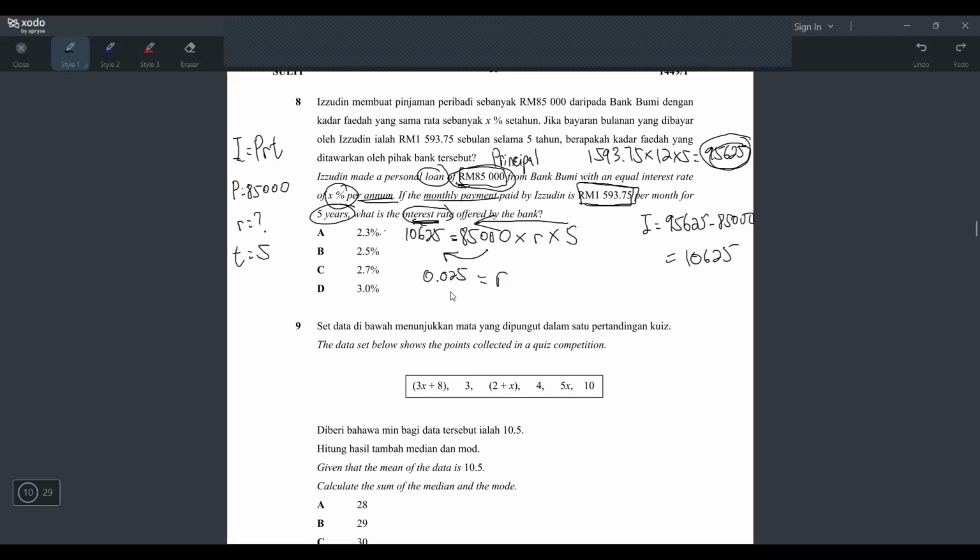So this is the correct answer. Okay, so A, B, C, D, which one is the answer? Okay, 0.025. How to convert this to percentage? You have to times 100. So it's 2.5%. So the correct answer is B.